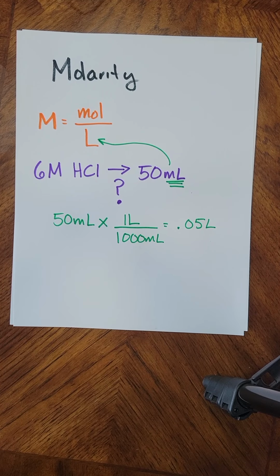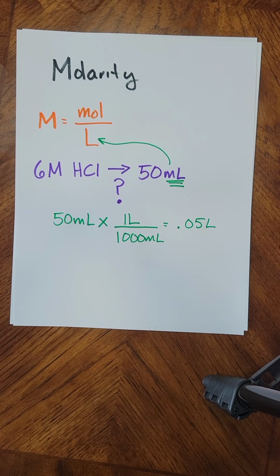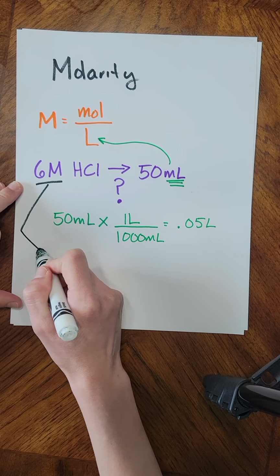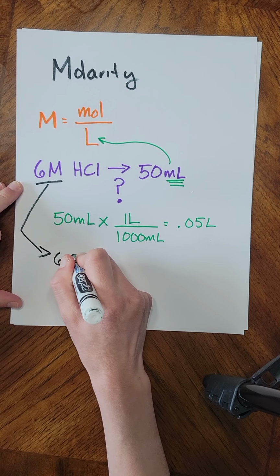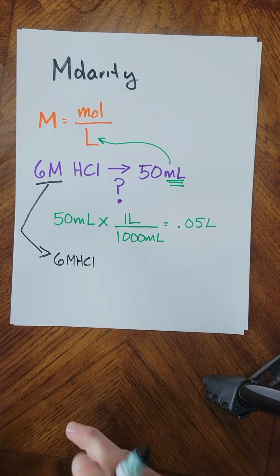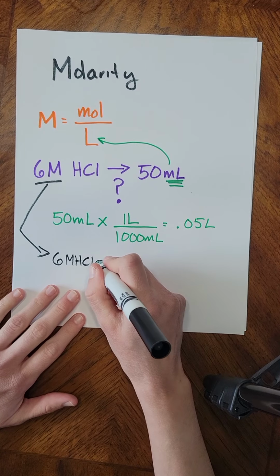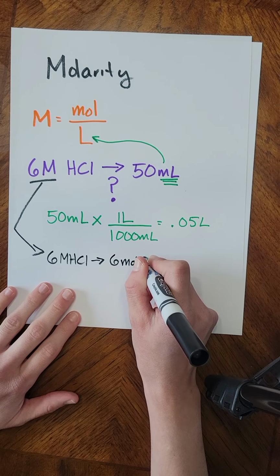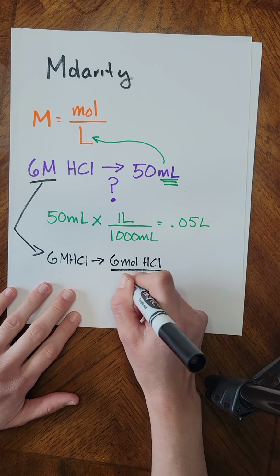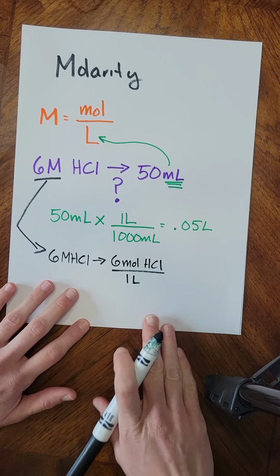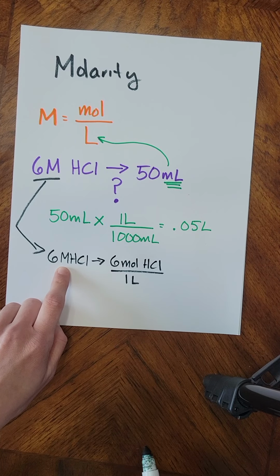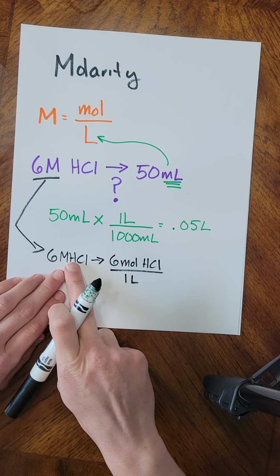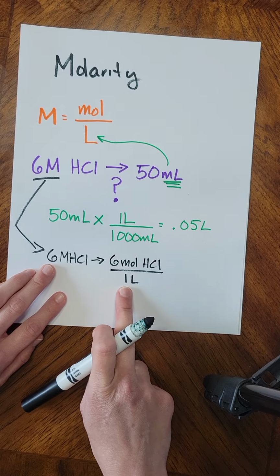So if the question was, how many moles of HCl did we use? What we do here is we say, okay, 6 molar hydrochloric acid. That's the same as 6 moles of HCl per 1 liter. Because remember, this big M for molarity stands for moles over liter. So we're just going to make 6 moles over 1 liter.